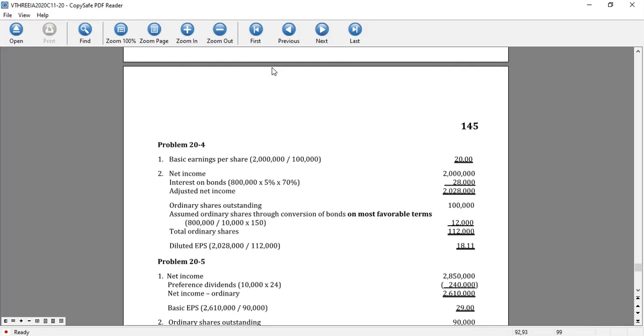Assumed ordinary shares through conversion of bonds on most favorable terms. So most favorable, considering that you have the highest conversion rate. So the total ordinary shares of 112,000. Diluted earnings per share is 2,028,000 divided by 112,000 gives the amount, or the basic earnings per share is only 29.